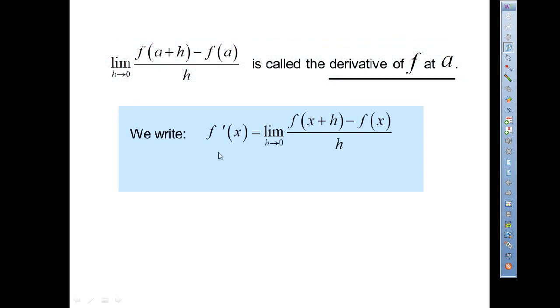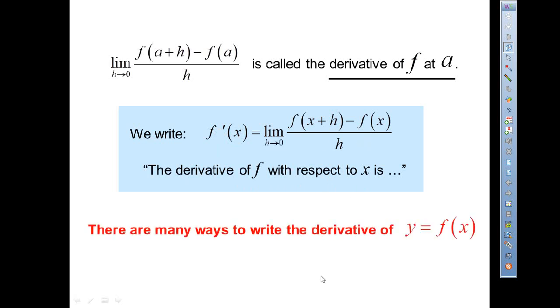So we can also write f prime of x is equal to the limit as h approaches 0 of f of x plus h minus f of x all over h. So f prime, that's notation for a derivative. And that's exactly how it is read. The derivative of f with respect to x is our limit.